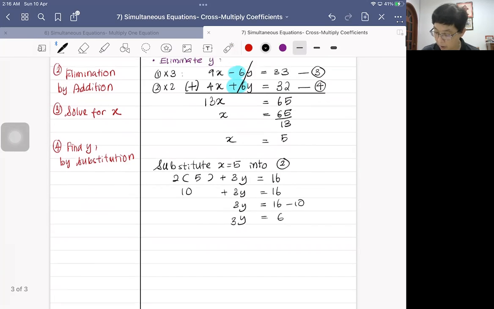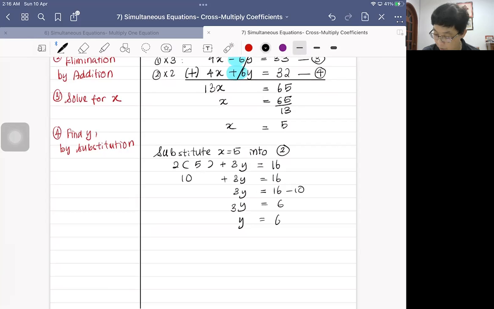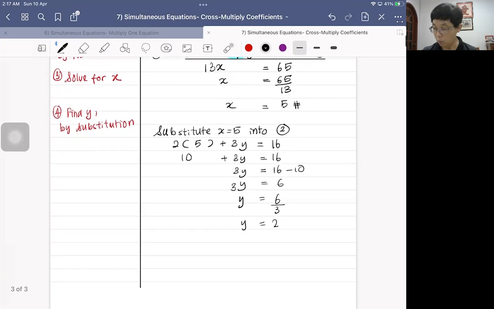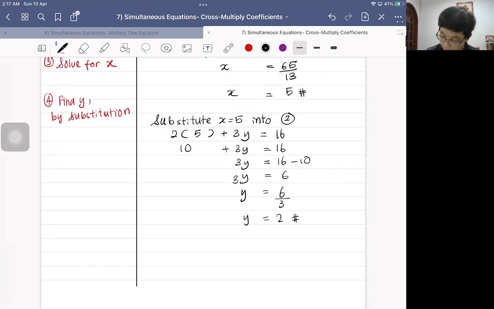Let me not skip steps. I write everything so that it's super clear for you. There you go, the value for y emerging. That's it. You have the final answer: x equals 5, y equals 2. I would always encourage students to be neat and kind to the examiner by organizing our answer: x equals 5, y equals 2.